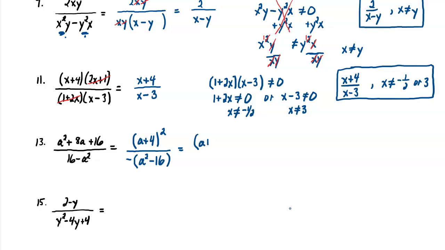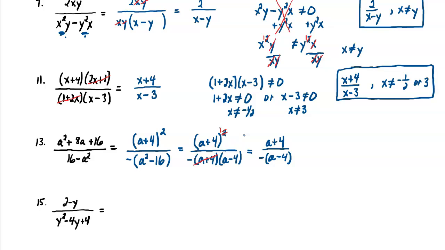Next, I'm going to keep the numerator the same, and then in the denominator, factor the difference of squares. Step 2 is canceling. The a plus 4 factor in the bottom can cancel one of the a plus 4 factors, leaving one remaining. The simplified form has a plus 4 in the top, and in the bottom there's a negative a minus 4.